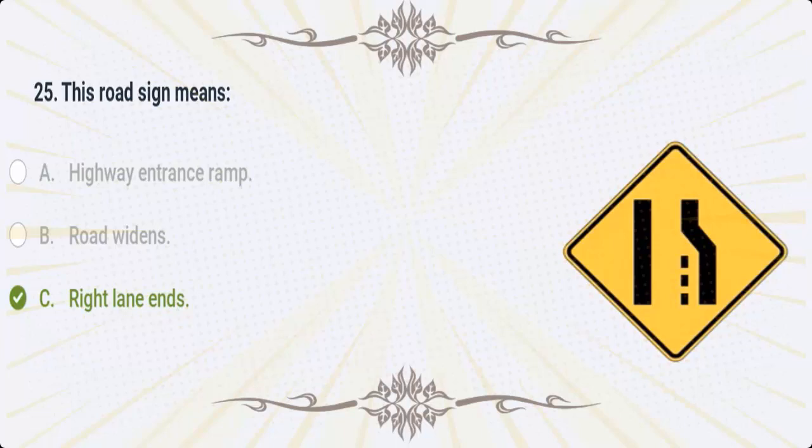Warning signs provide notice to road users of a situation that might not be readily apparent and are usually yellow with black markings. This sign alerts drivers to the right lane ending and tells them to prepare for potential merging traffic.